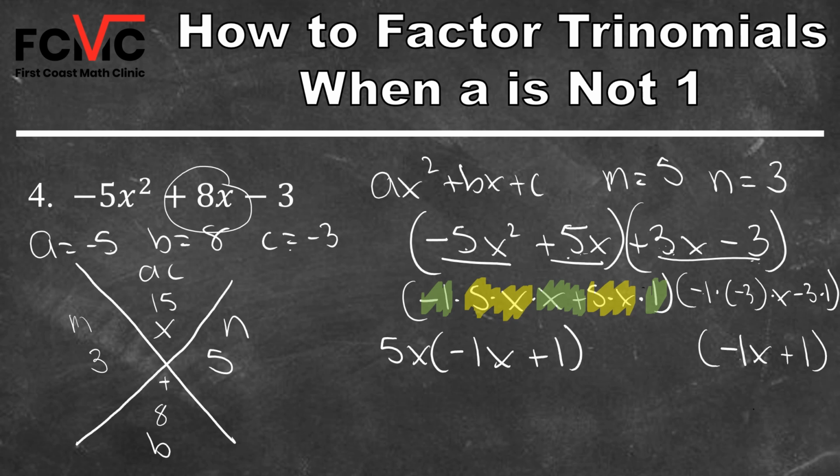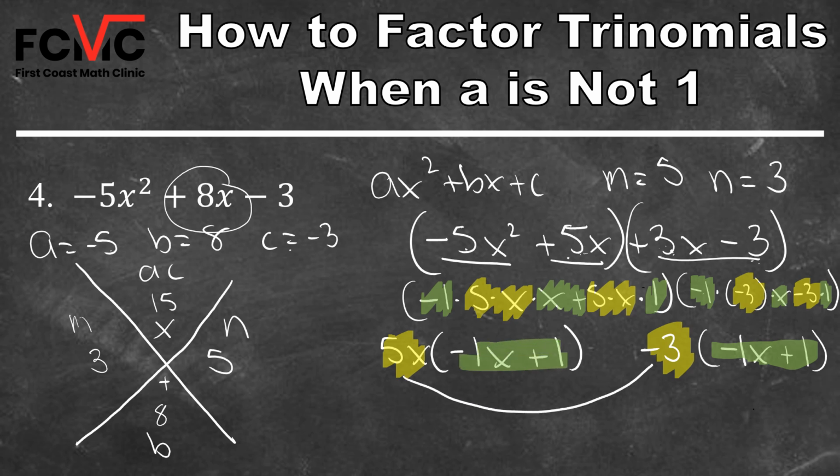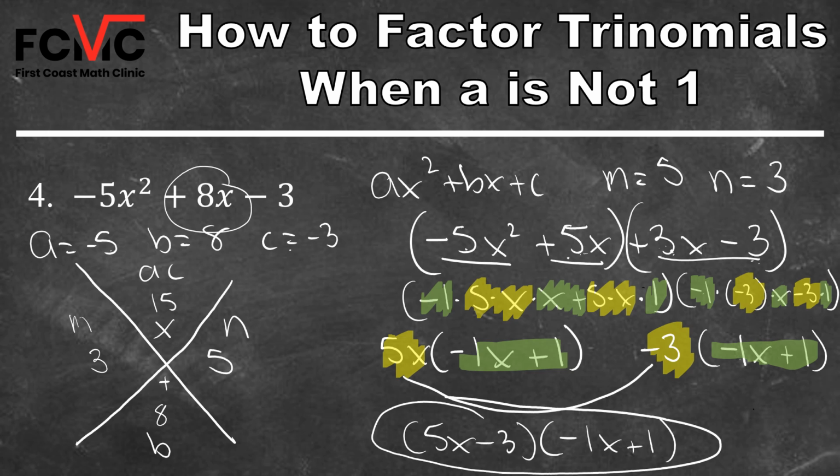So now, what can we pull from this? What do we have in common? Well, we've got a negative 3 and a negative 3 that we can pull out and put right here. And what do we have left inside the parentheses? Well, we've got a negative x, and then a positive 1, and that's our negative x plus 1. Okay, so now let's group our terms outside the parentheses and our terms inside the parentheses. So we're going to get 5x minus 3, and then negative 1x plus 1, and that's our factored binomials for the trinomial negative 5x squared plus 8x minus 3.